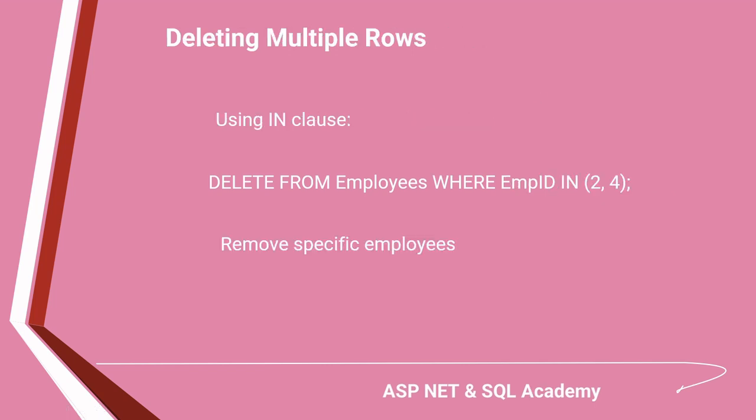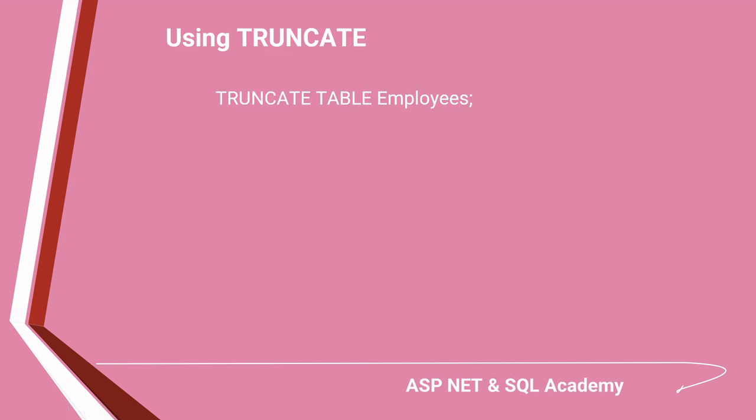To delete multiple rows at once, you can use the in clause. This is handy for removing specific records without multiple delete statements. Truncate removes all rows and resets identity values. Use it carefully.